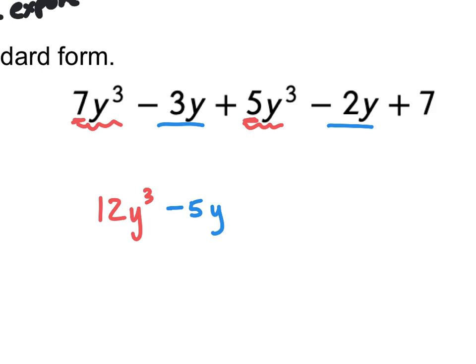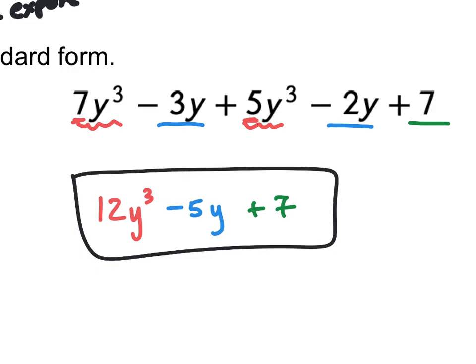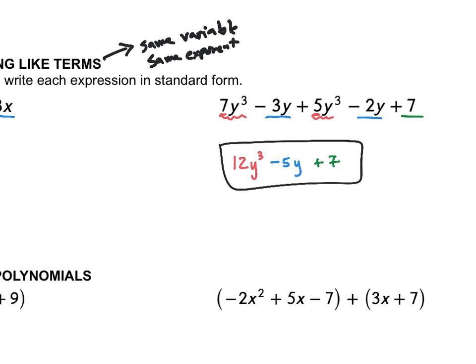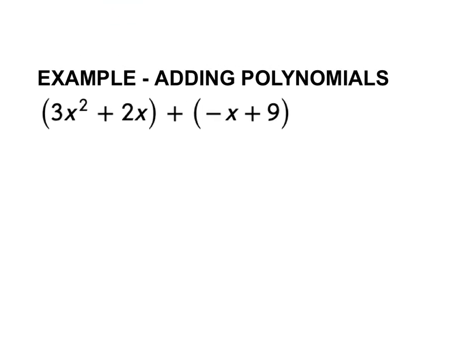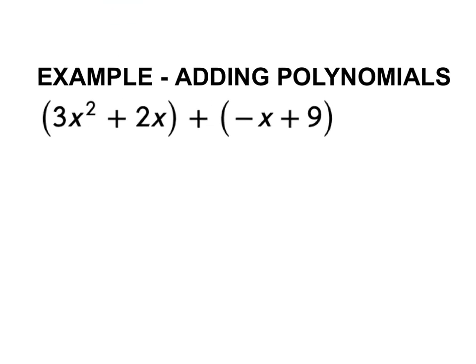There is no other like term with it, so I just drop it down. So then I would just have plus 7, and that's your answer, okay? So that's sort of the idea with combining like terms, and so I want to take that a step further and actually add polynomials together. What I want you to see here is that you have one polynomial plus another polynomial. And really all you're doing when you're adding polynomials is you are just combining like terms, okay?